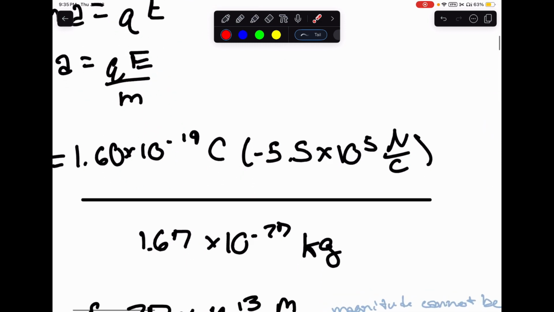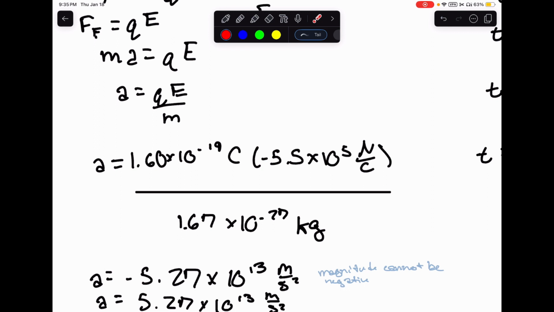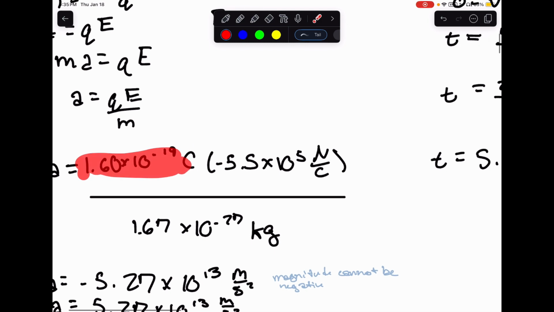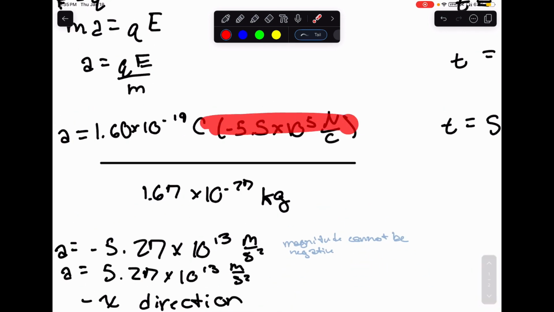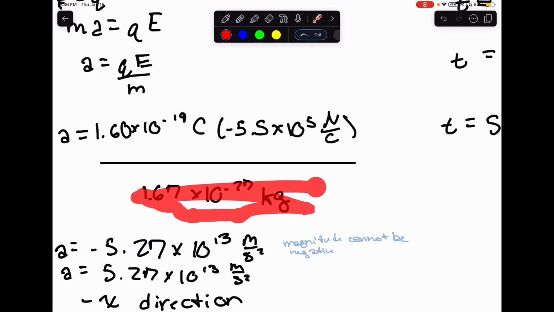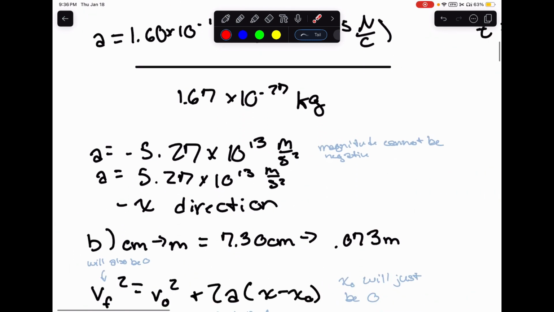Now all I'm going to do is input what I know. So the charge of a proton is typically 1.6 times 10 to the negative 19 coulombs, times, and then from up here we have our negative 5.5 times 10 to the fifth. So I put that in for the field here, times negative 5.5 times 10 to the fifth newtons per coulomb, all over the mass of a proton, which is 1.67 times 10 to the negative 27th kilograms. So, multiply all that, I'm going to end up with negative 5.27 times 10 to the 13 meters per second squared. However, because it is magnitude, it cannot be negative here, so this is my final answer, and it will be in the negative x direction.